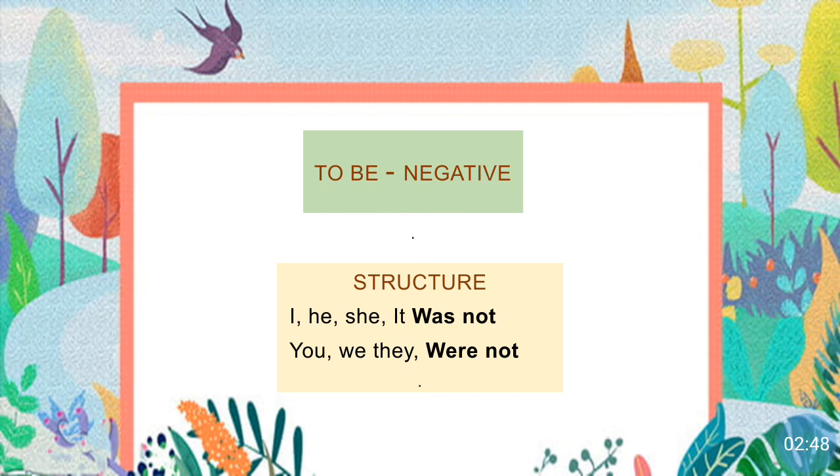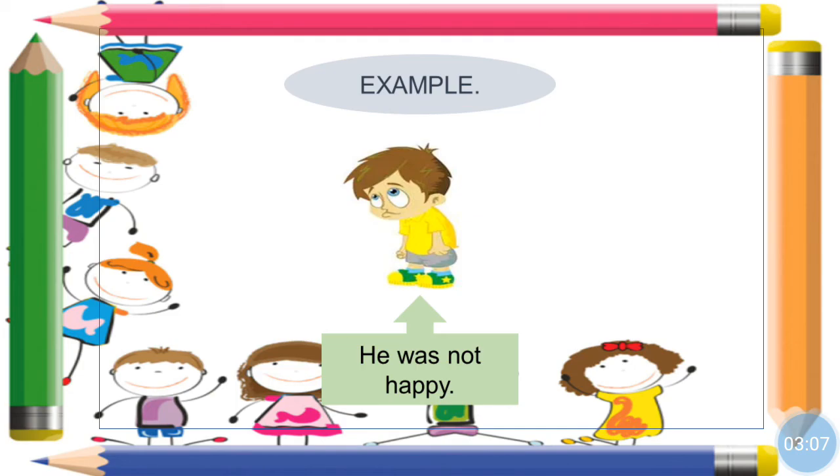And we have the verb to be in the negative form. The negative of the verb to be is made by adding not after the verb. It means we have the same structure, but we add not. Here you have an example: he was not happy. Yes, this is a negative sentence because he was sad.